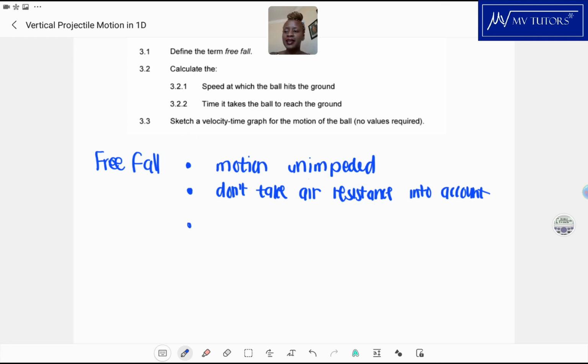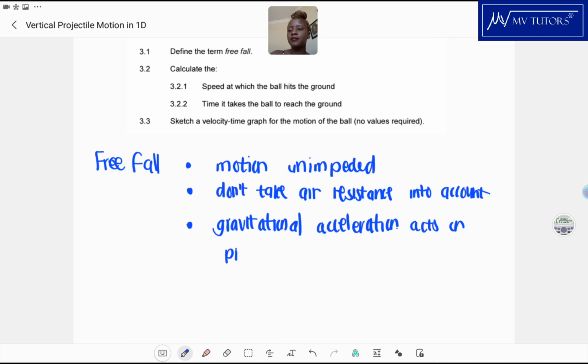So the third thing is that the motion is unimpeded. There's nothing affecting it externally. You don't take air resistance into account, and the only force acting on it is gravitational acceleration. So gravitational acceleration is what acts on the projectile, or rather, it is affected only by gravitational acceleration.